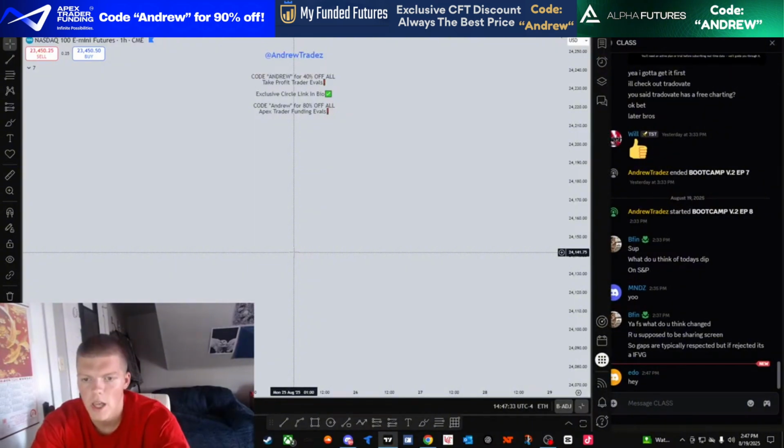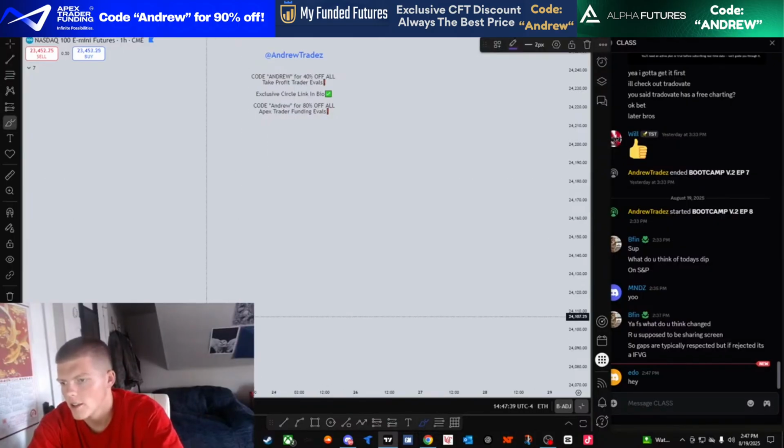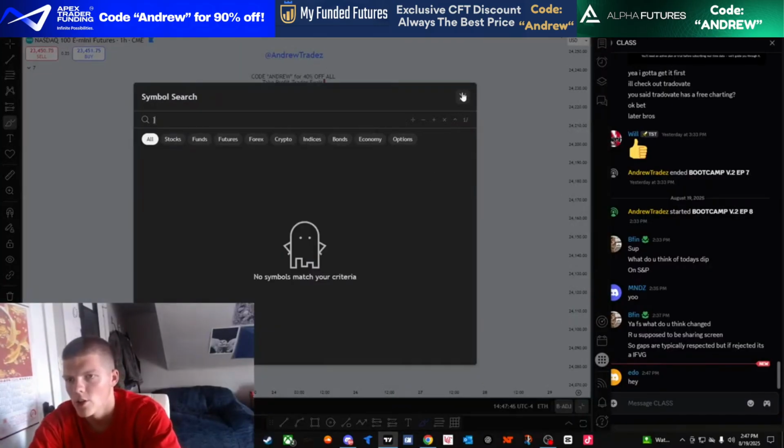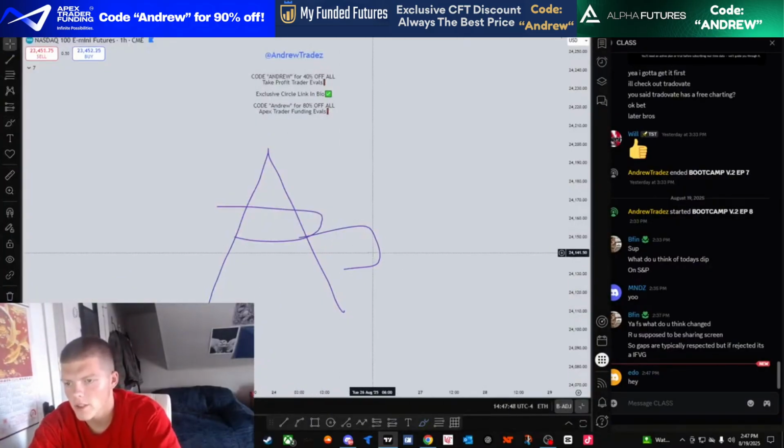So those are kind of how I use fair value gaps and inverse fair value gaps. It's pretty simple and self-explanatory, but just know you never want to see a gap get formed up, we go down, gap gets formed, and we go up, right? You don't want to ever see that. You want to see kind of both of them be used together.